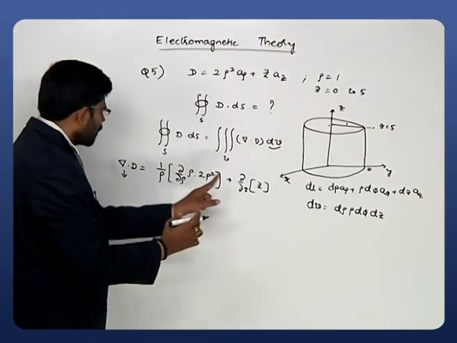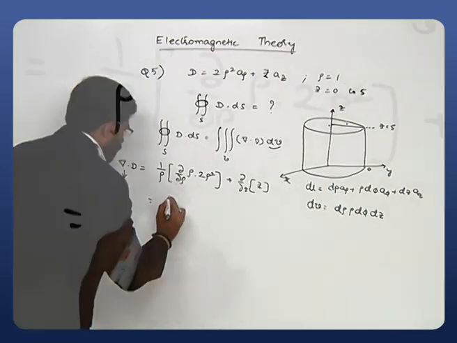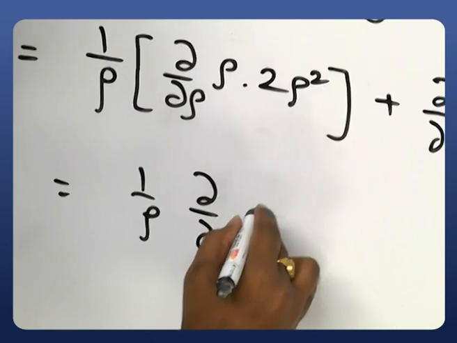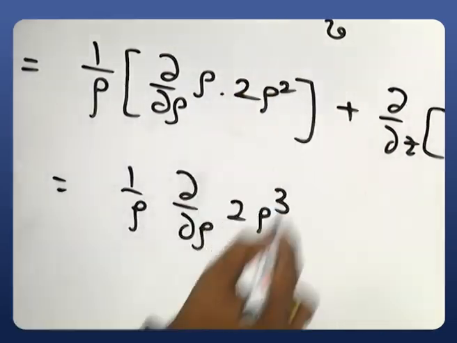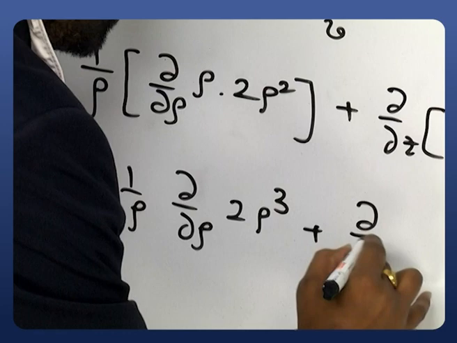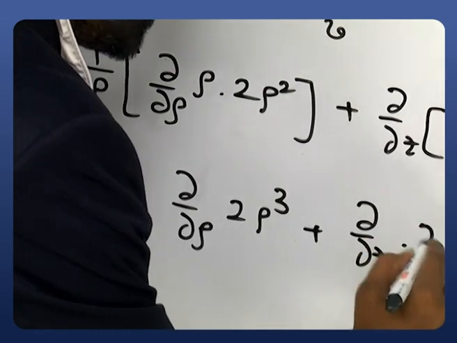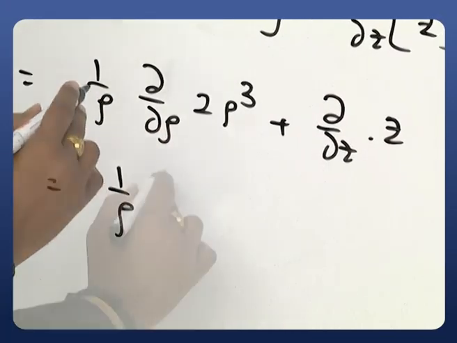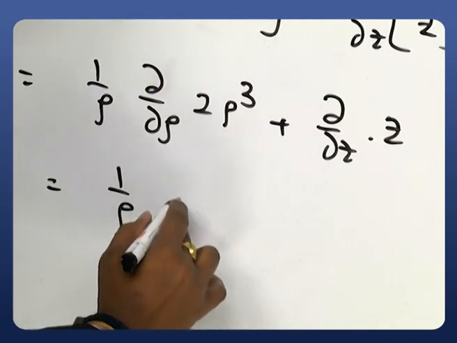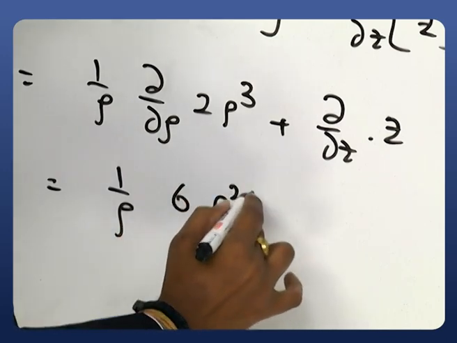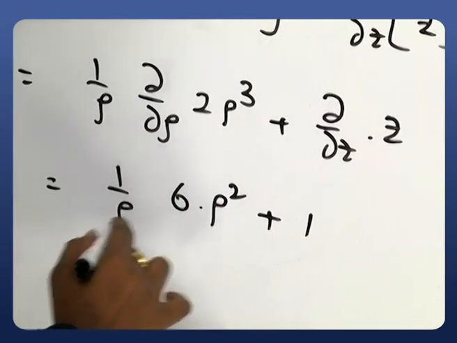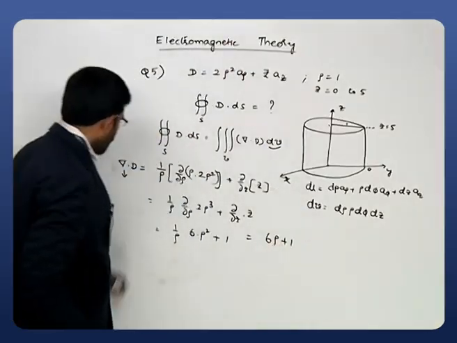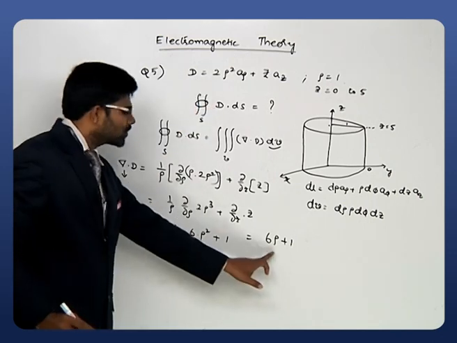If you calculate this one, just examine what we get. That is 1 by rho dou by dou rho of 2 rho cube, plus dou by dou z of z. Which equals 1 by rho times the derivative of 2 rho cube, which is 6 rho square, plus 1. Rho will be cancelled here, giving 6 rho plus 1. So the divergence of this particular term is 6 rho plus 1.